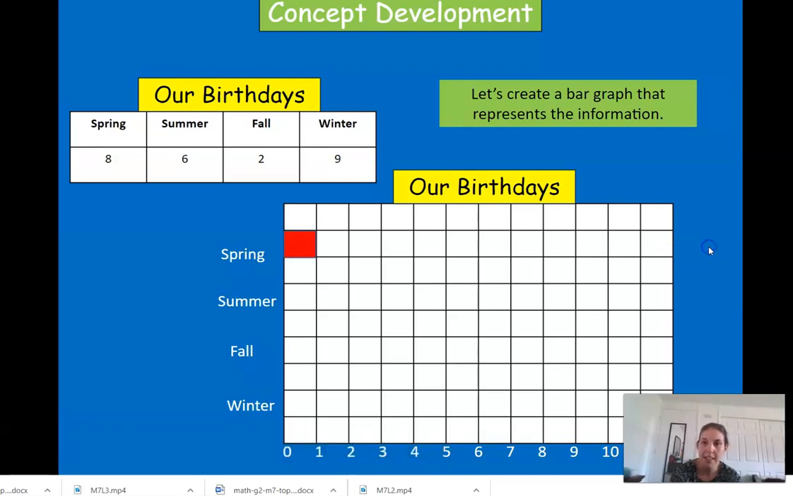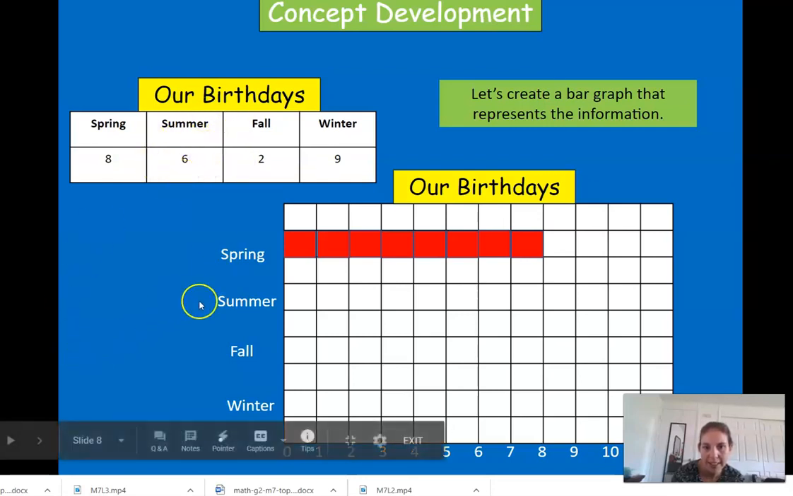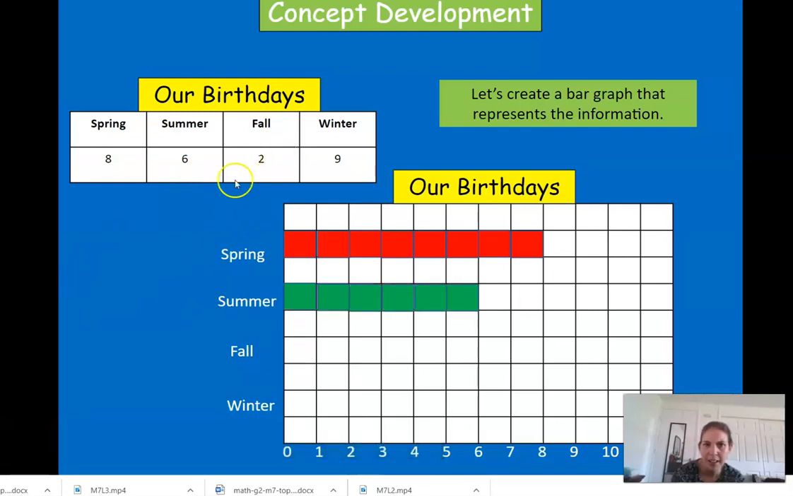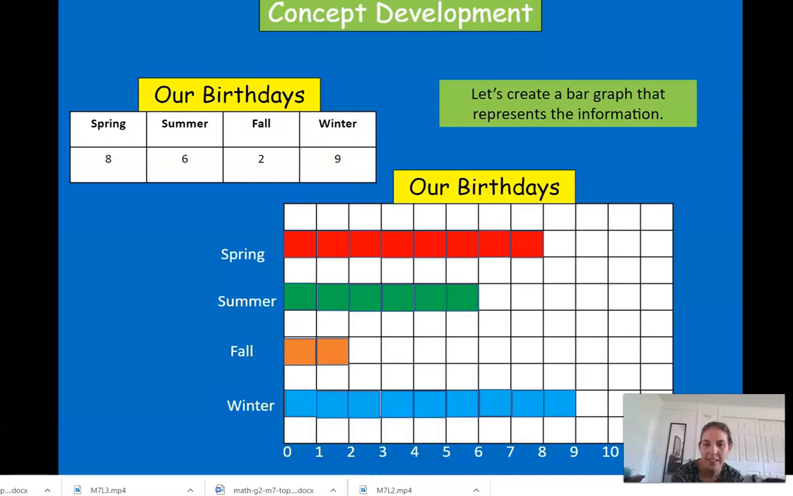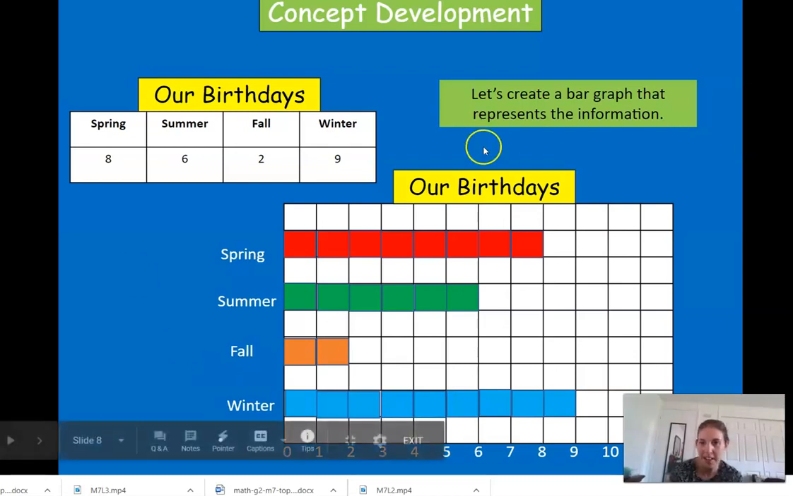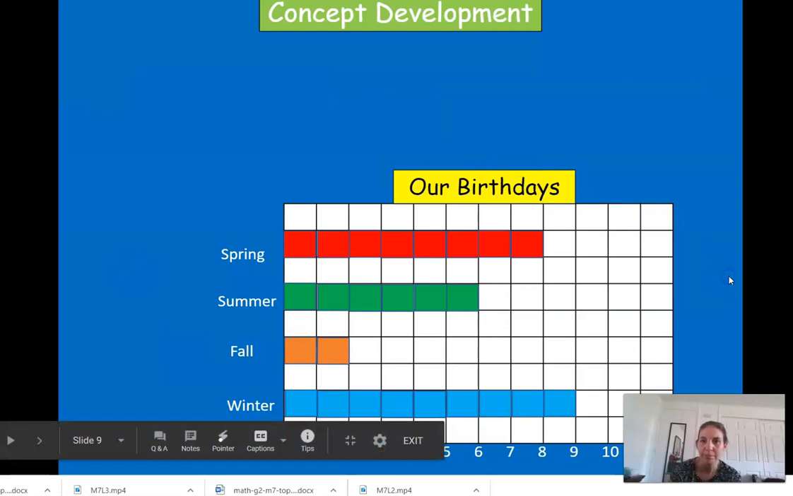Okay, so next, we have to start filling it in. We have 8 for spring. So we have 1, 2, 3, 4, 5, 6, 7, 8. And for summer, we have, look at the charts, how many? 6. Very good. 1, 2, 3, 4, 5, 6. And how many do we have for fall? 2. Very good. And for winter, we have 9. 4, 5, 6, 7, 8, 9. I love how colorful bar graphs are.